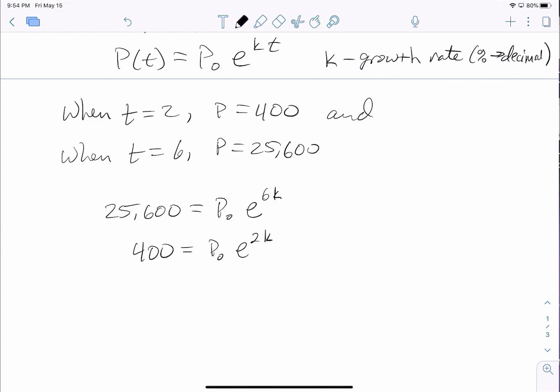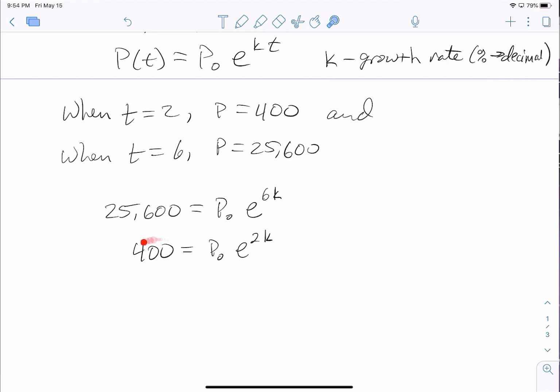I'd like to know what k is. And in order to find it, well, look, we have a system of equations and it's got two unknowns, k and P sub 0. Fortunately, we also have two equations, right? The most painless way I can think of to isolate k is first to get rid of P naught.